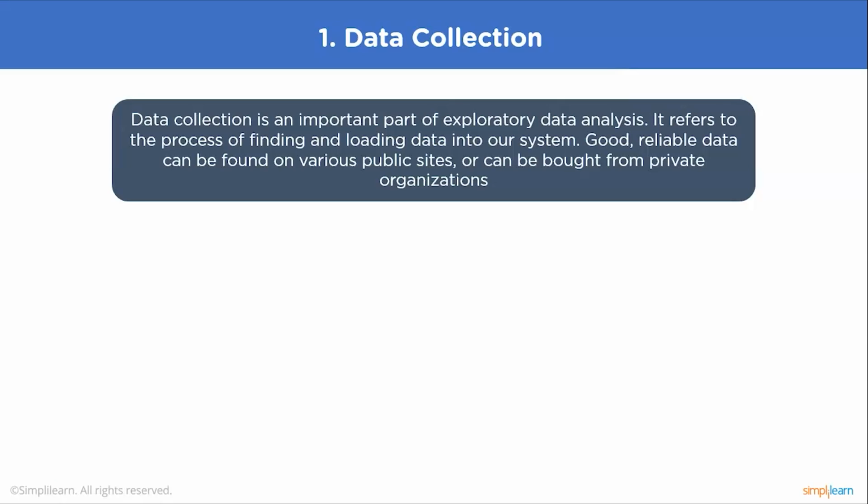Good, reliable data can be found on various public sites or can be bought from private organizations. It is extremely important to have good data. It reduces the time spent on cleaning it, and it makes for a better machine learning model. Furthermore, it is very important that you get data from a good, reliable source. Otherwise, there's no point in performing machine learning on it, as any result you get will obviously be wrong.